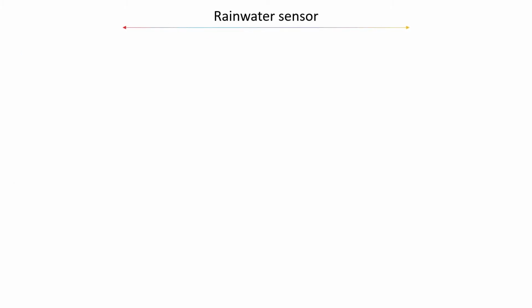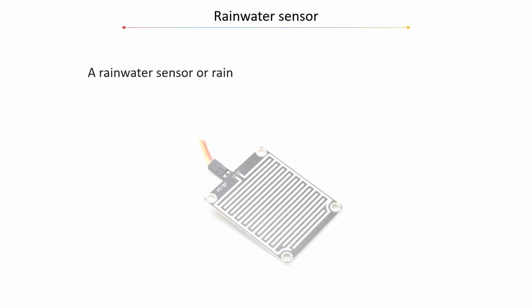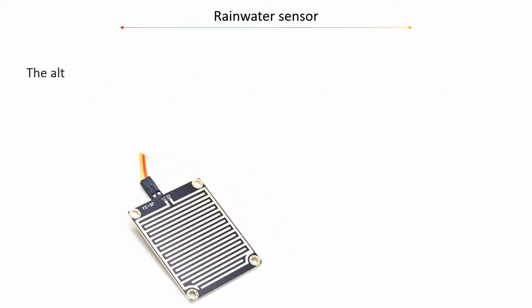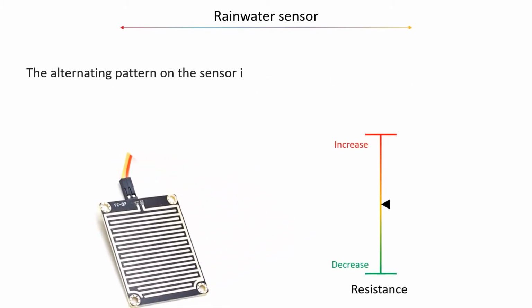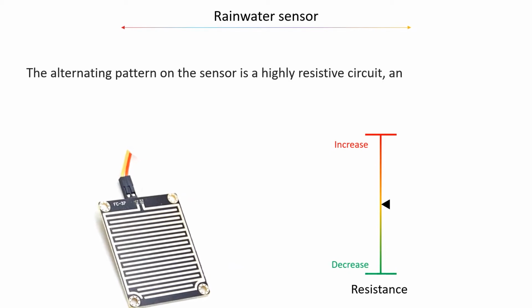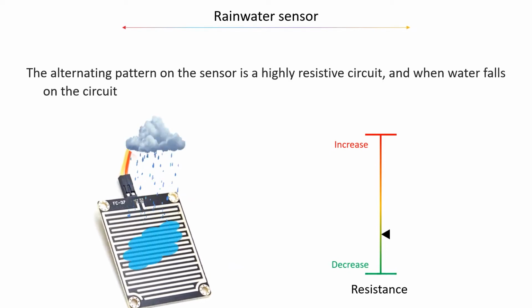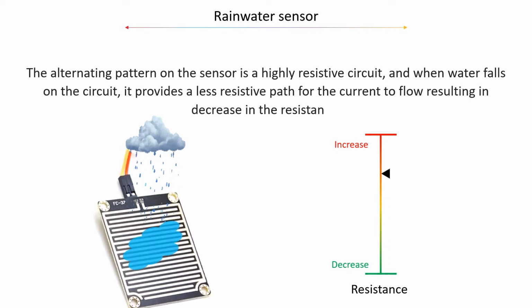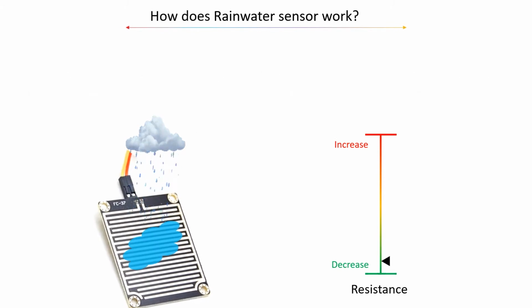Rainwater sensor. A rainwater sensor or rain switch is a switching device activated by rainfall. The alternating pattern on the sensor is a highly resistive circuit, and when water falls on the circuit, it provides a less resistive path for the current to flow, resulting in a decrease in the resistance. How does this sensor work?